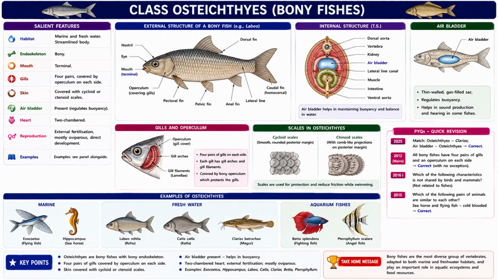You can see there is Exocoetus, marine flying fish, Hippocampus, seahorse, also marine, and the freshwater are Labeo rohita, rohu, and the freshwater Catla, and there is Clarias batrachus, magur, and the aquarium fishes like Betta splendens and Pterophyllum scalare. Stop the video and study the previous year questions given here.